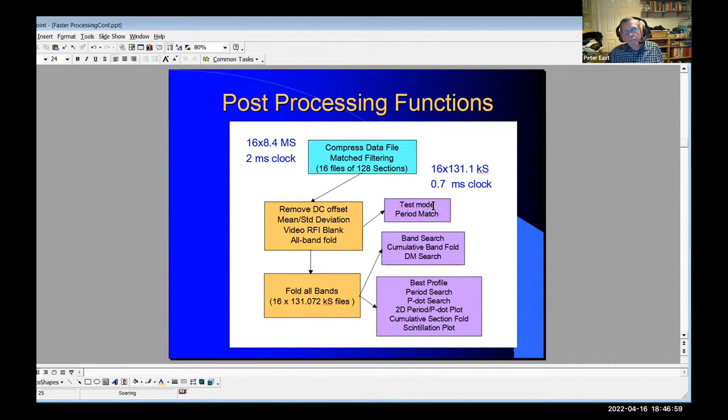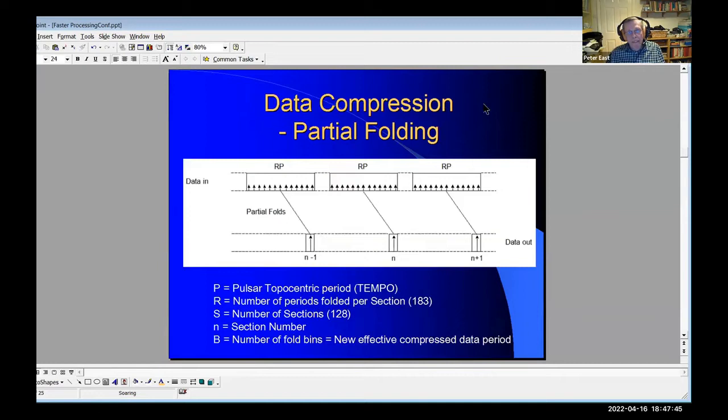So there's a test mode so that you can set the period up for doing your synchronous detection, or folding as we call it. And then we can do a band search and a dispersion measure search, and then once that's done we can look for best profile, and there are a number of other programs that we can do. And in fact, the program that I've developed to do all of this produces about 21 files containing all of this data, so that you can look at it and expand it and see how it's getting on. But now I'm going to look at how to compress the data and still maintain it.